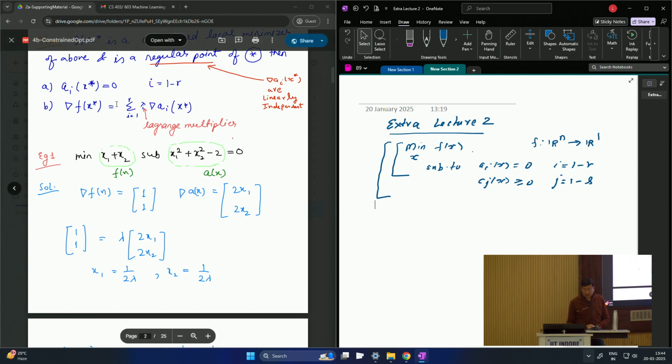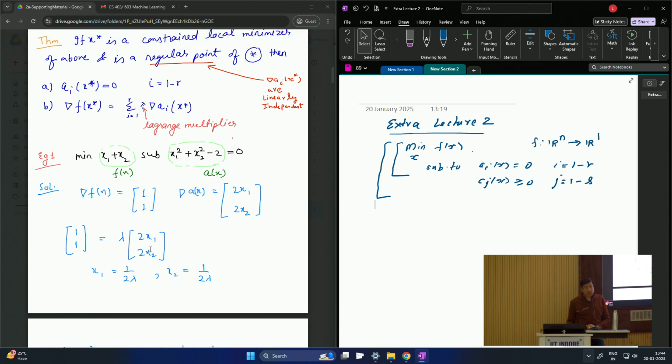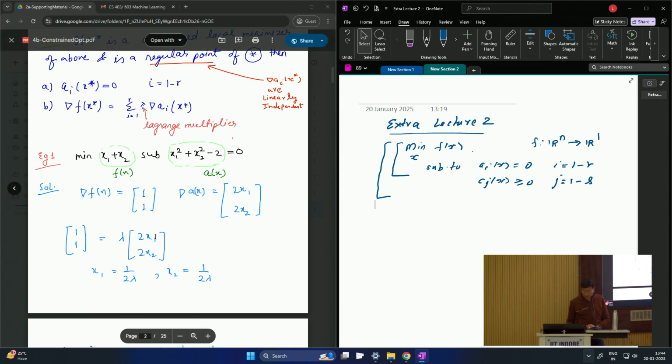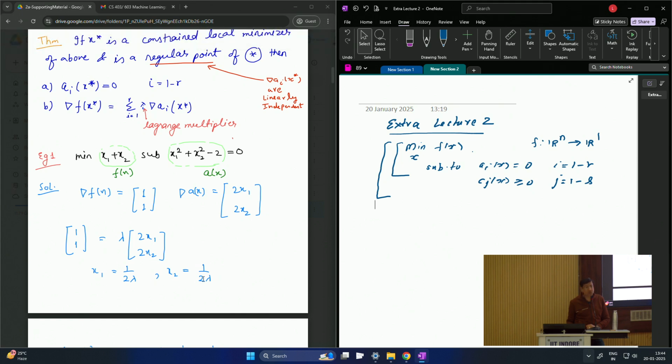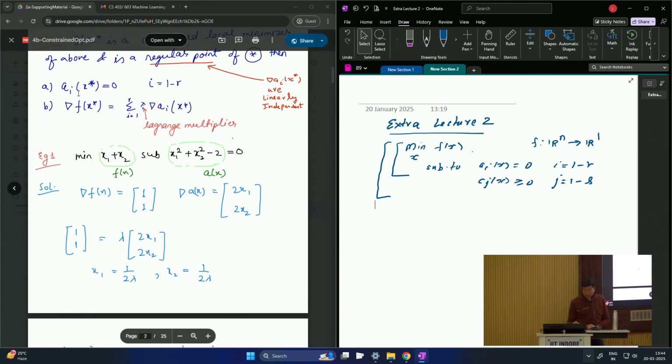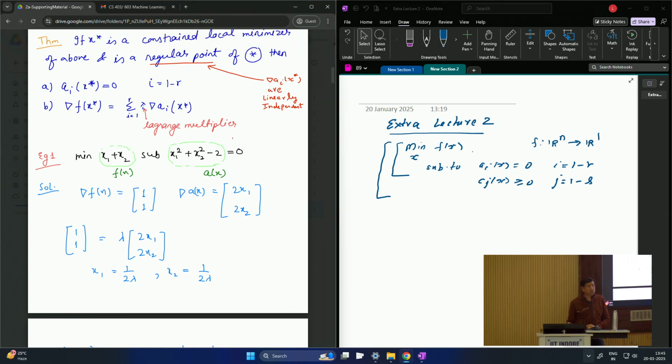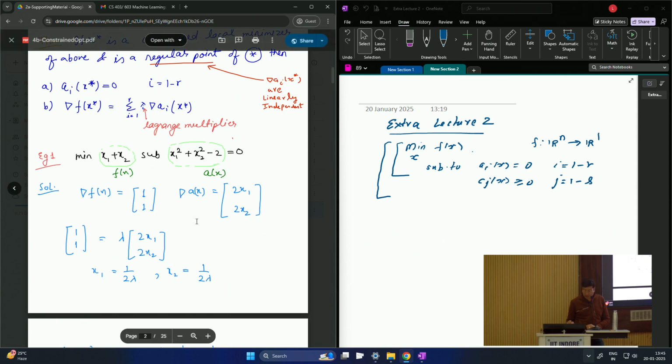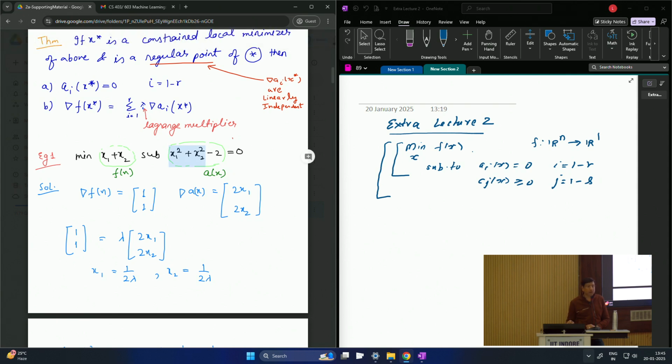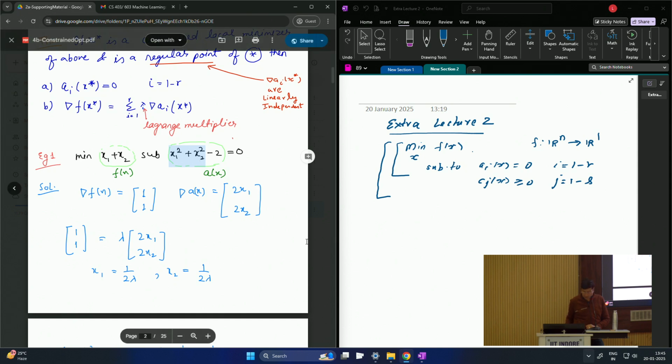So the gradient of the function is lambda times the gradient of the constraints, and we are able to equate it, so x1 is 1 over 2 lambda, x2 is equal to 1 over 2 lambda. This is coming from the B condition. The A condition is saying that the constraint is equal to 0. Everybody with me? So what will I do? I'll take this x1 and x2 and substitute into this and solve for x1, x2 and lambda. Correct? So that's what we do on the next page.